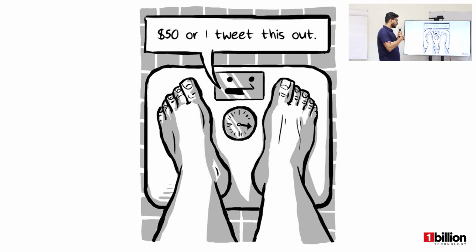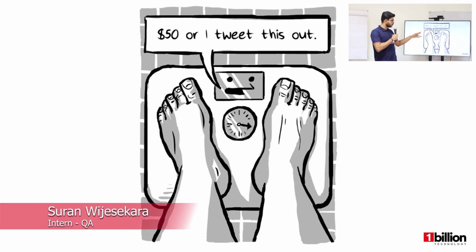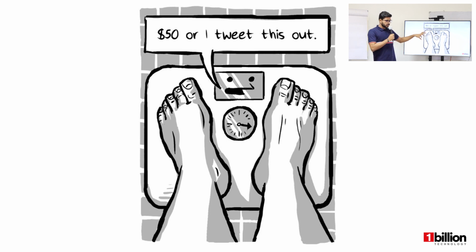Let's talk about this. This weighing machine is an IoT device. When the user weighs himself, I think this user is overweight. So the IoT device can connect to the internet, and it is threatening the user: if you don't give me $50, I will tweet your real body weight to the Twitter account. Then you will be in great trouble. So this is IoT in a nutshell.